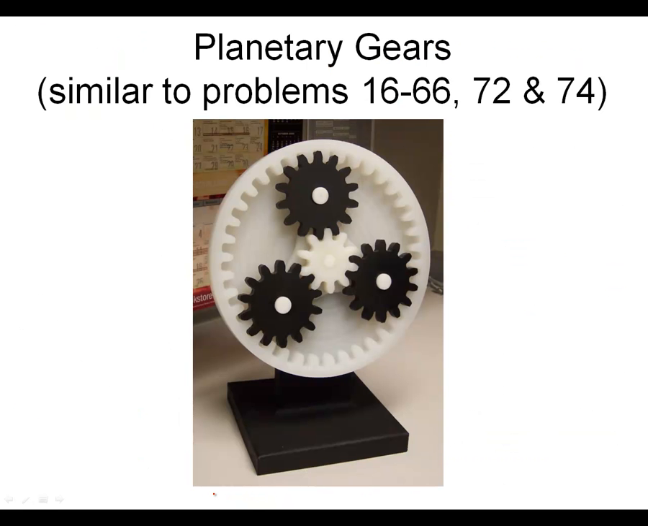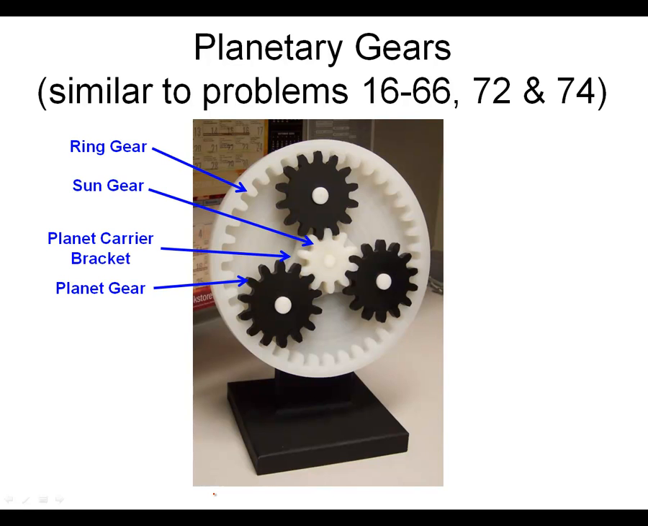Okay, now let's talk about how this technique, we call it the relative motion velocity technique, could be useful in solving planetary gear problems. This is a planetary gear that a group of students did for a project, and this planetary gear will have a ring gear. It will also have a sun gear at the center, and it will have planet gears, maybe 2, sometimes 3 around the outside, and those planet gears are always connected together with what we call a planet carrier bracket.